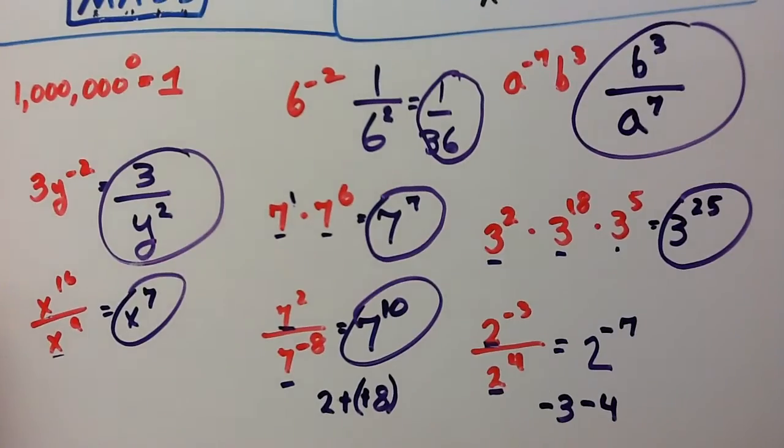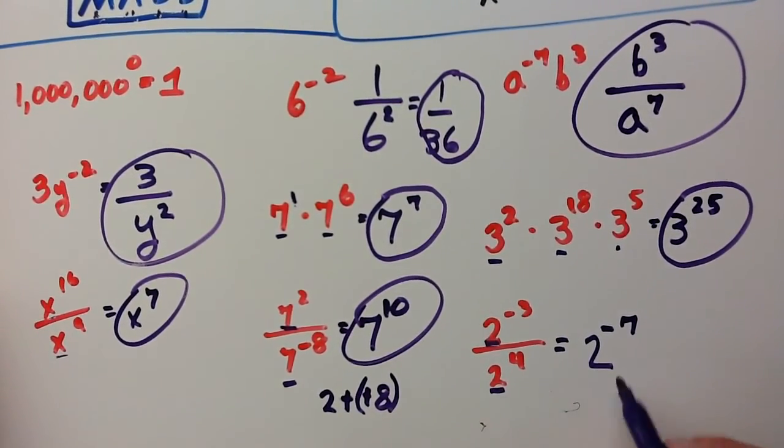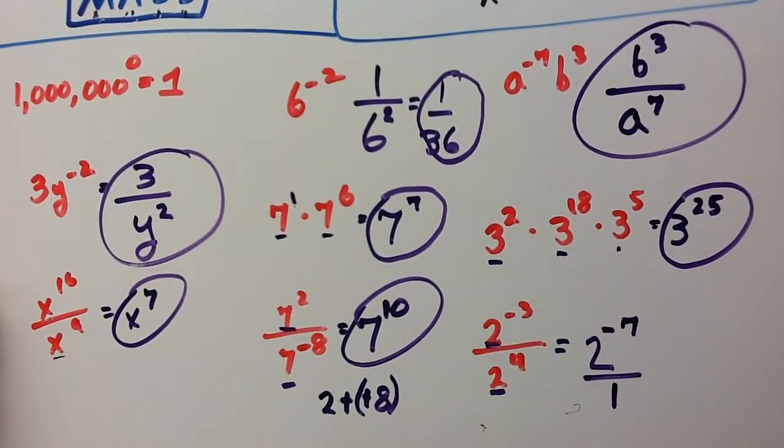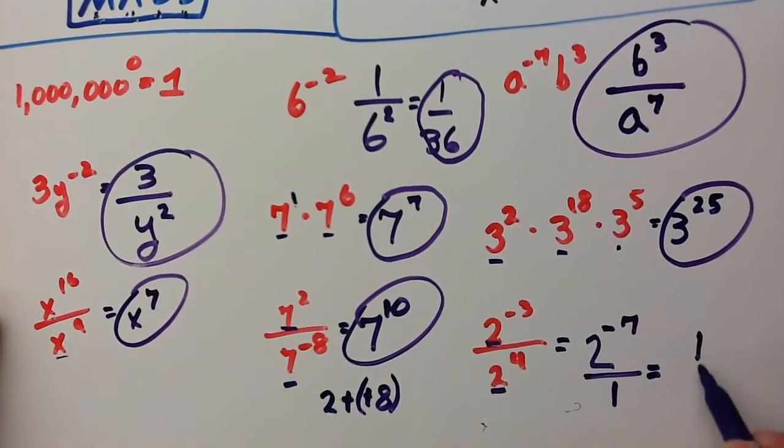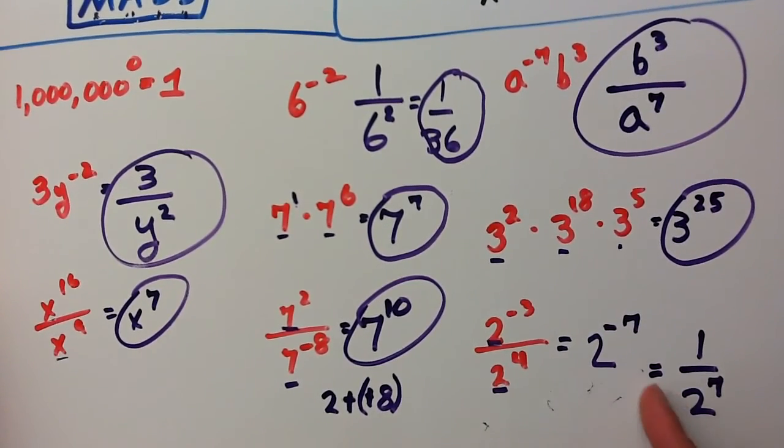Well, I can use my knowledge of the negative rule. Because 2 to the negative 7 is the same thing as 2 to the negative 7 over 1, what I can do is take the reciprocal. I can flip it. So this would be 1 over 2, not to the negative 7, because once the exponent goes from the numerator to the denominator, it changes signs. So it goes from a negative to a positive. So 2 to the negative 7 is equal to 1 over 2 to the 7th.